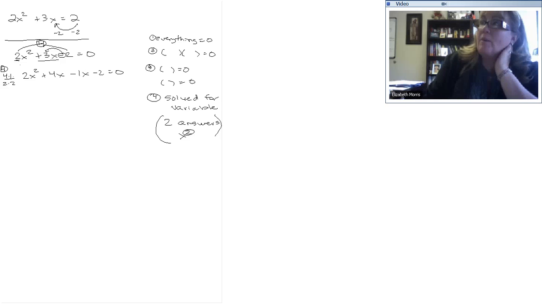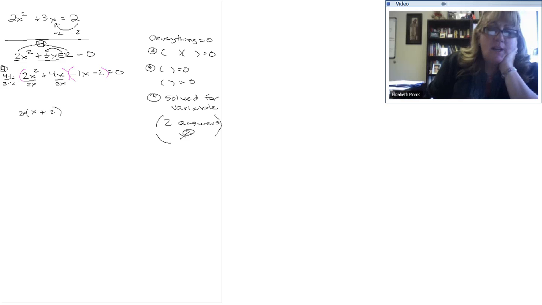Now, how many pieces do I have? I have 4. So I group, and the middle is a negative, so I group it on the inside to remind myself that I have to take it out negative. All right, what can I divide out of 2x squared plus 4x? I can divide out a 2x. So if I take a 2x out, what am I left with? X plus 2.